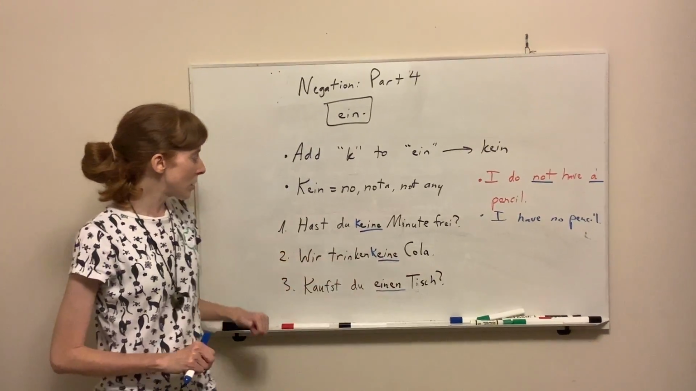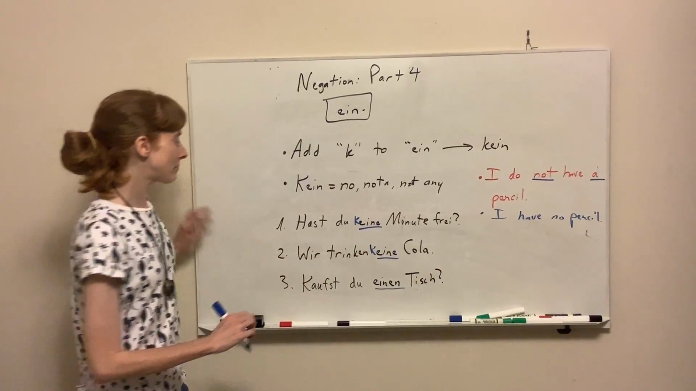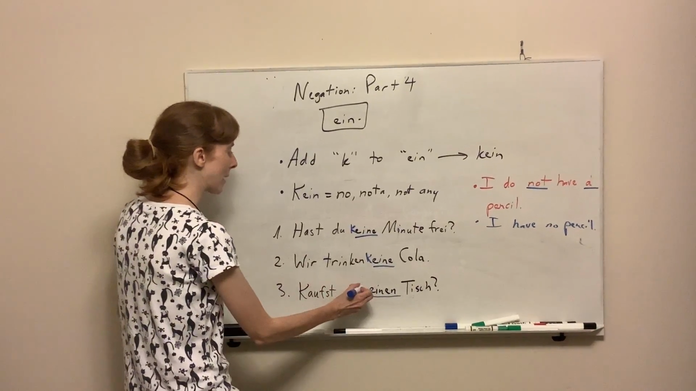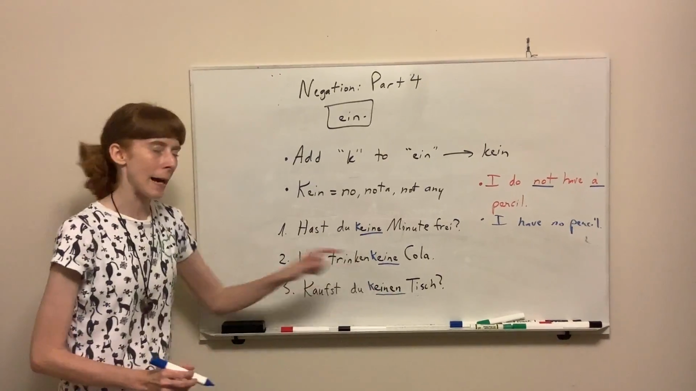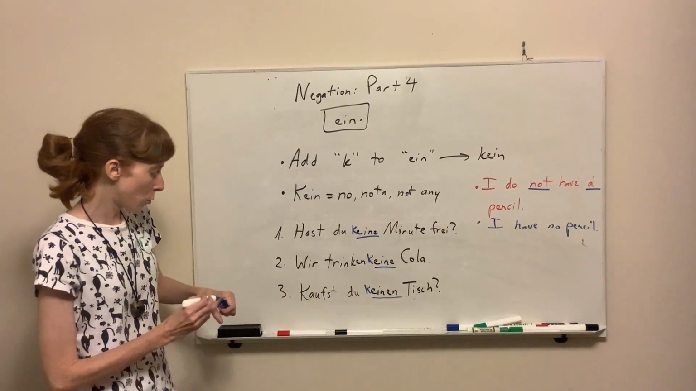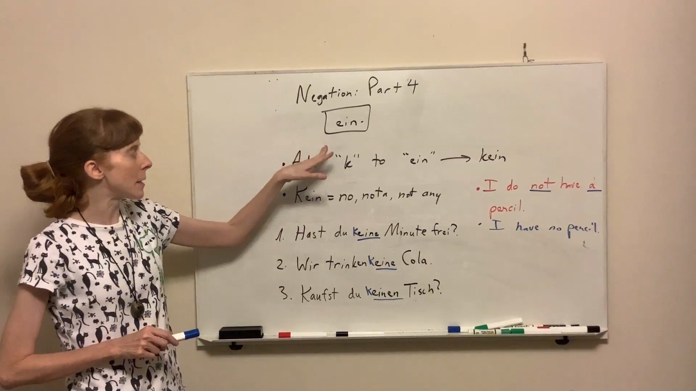Kaufst du einen Tisch? Are you buying a table? Are you buying no table? Kaufst du keinen Tisch?